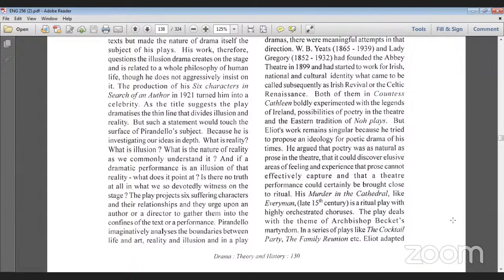Pirandello imaginatively analyzes the boundaries between life and art, reality and illusion, in a play.